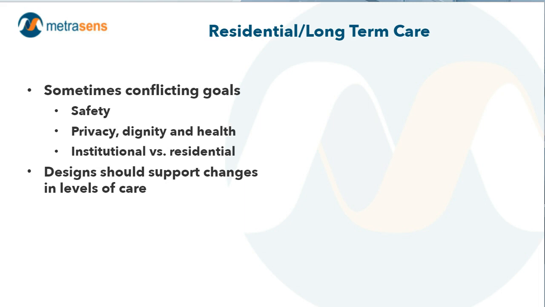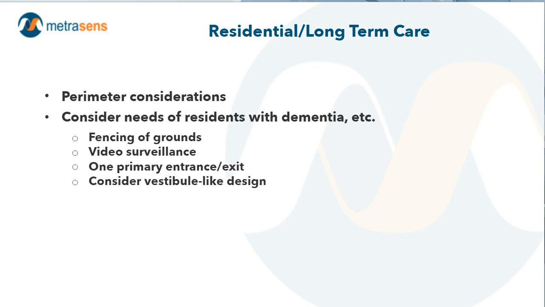Where appropriate, use delayed egress hardware on exit doors and equip exit doors with hold-open alarms that annunciate locally and remotely to a 24/7 location. And be mindful of securing those internal spaces or staff-only spaces, the mechanical rooms, the interstitial spaces, and really take a hard look at these designs relating to elopement and patient wandering situations. But the design should support changes in levels of care. Some of the perimeter considerations we've talked about already.